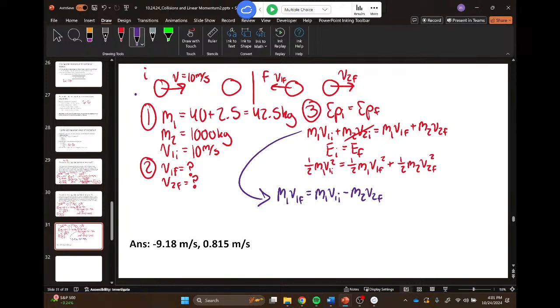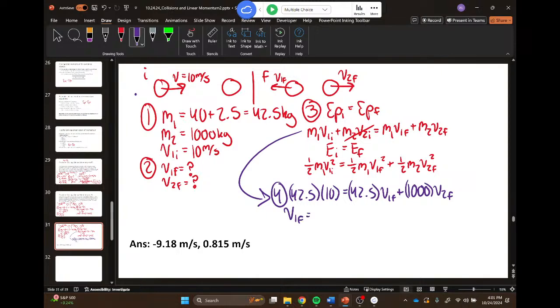Great, I just moved things around. Here, I'll put numbers in. Y'all, I think, are more comfortable with numbers, so I'll do that. All right, so 42.5 times 10 equals 42.5 times V1F plus 1,000 times V2F. We're going to solve for V1F. I have made that decision.